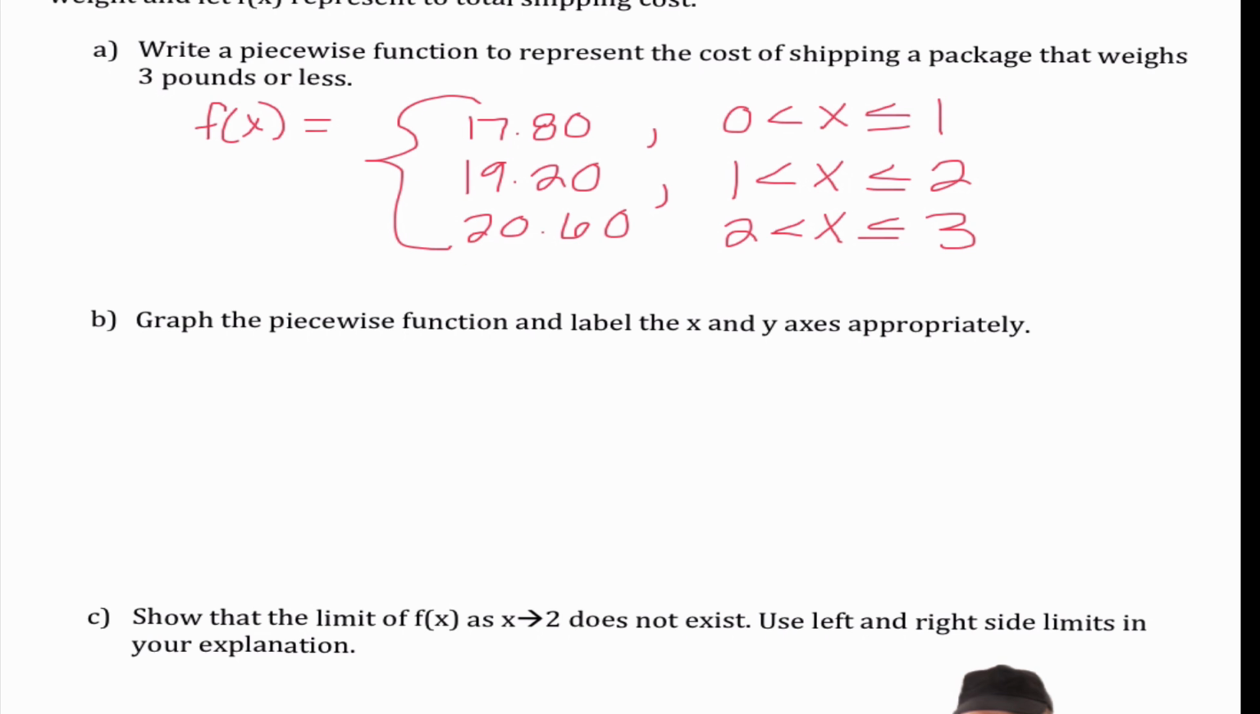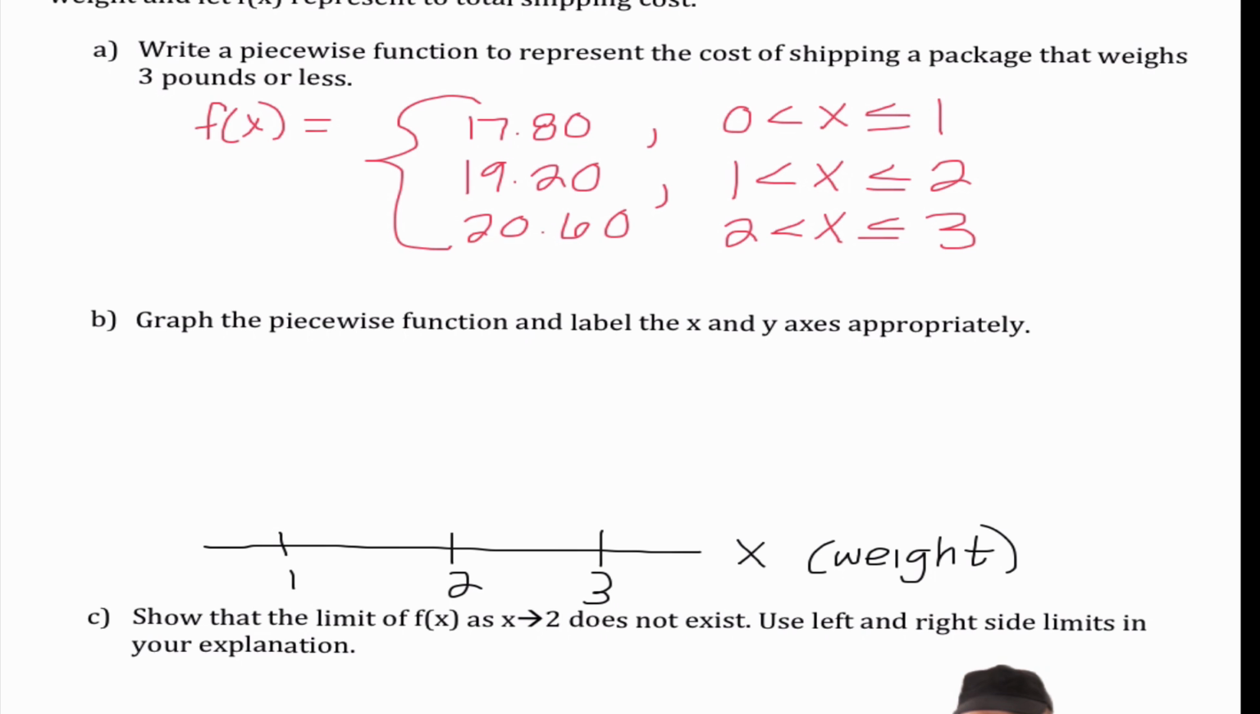Now, it says graph the piecewise function and label the x and y axes appropriately. So, here is my x-axis, and that is going to be the weight. That is our independent variable, something that we can control. Now, you guys may see this in science sometimes, but when we have a gap in data, we use this weird line, and that's what this is showing. So I have 17, 18, 19, 20, 21. And I'm going to label this y, and it is the cost.